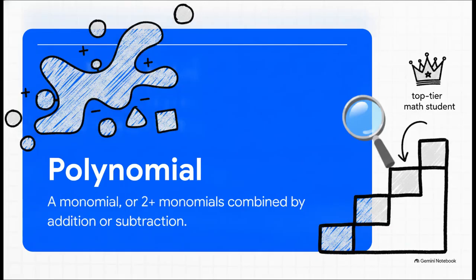Now, before we can factor them, we have to define what a polynomial actually is. It can be a single chunk of numbers and variables, which is called a monomial, or multiple monomials strung together with plus and minus signs. Also, get into the strict habit of writing them in standard form. That means the highest exponent comes first, then the next highest all the way down. It's a total hallmark of a top-tier math student.